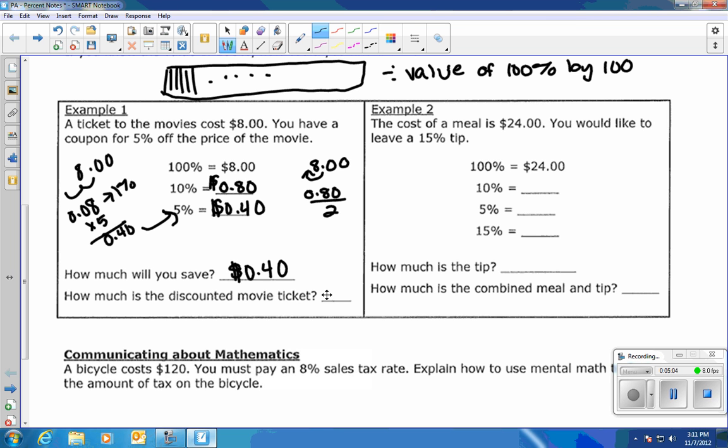How much is the discounted movie ticket? Well, our movie ticket was originally $8 and we're discounting it 40 cents, which means the price of our movie ticket is $7.60.